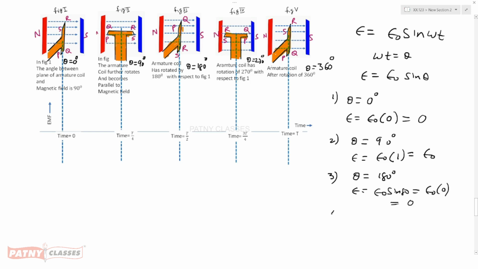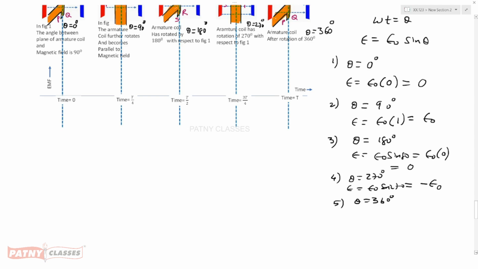Therefore, it is 0. And for case number 4, theta equals 270 degrees. Therefore, E equals E0 sine 270. Sine 270 is minus 1. Therefore, it is minus E0. And again, theta equals 360 degrees, and E equals E0 sine 360. Sine 360 degrees is nothing but 0. Therefore, it is 0. Now we will take these values and plot here.